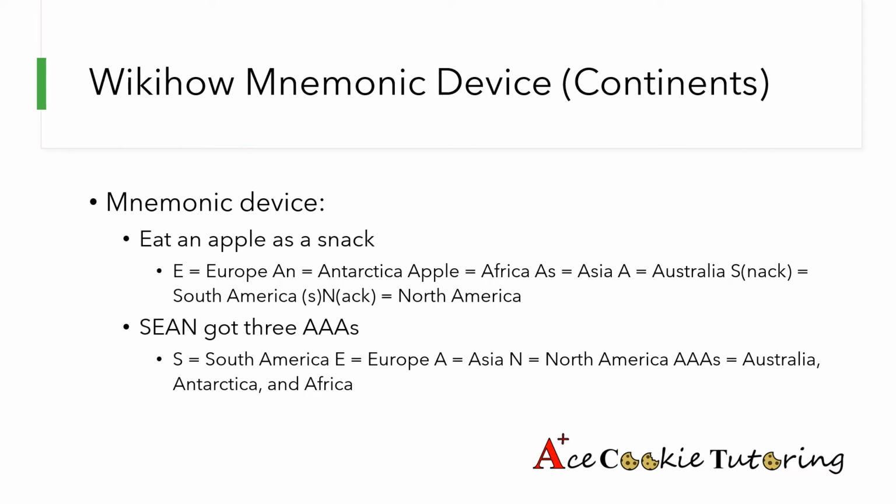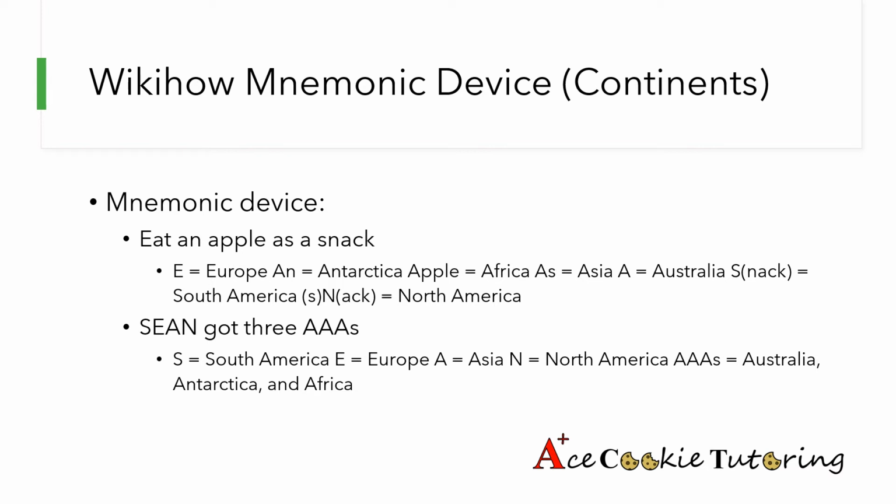Like "Eat an apple as a snack" makes sense, and the first letter of each word is going to represent something we're trying to memorize. So today we're trying to memorize the continents. On "Eat an apple as a snack," the E in eat represents Europe, and an represents Antarctica. So there's a whole bunch of A continents, so having the A in an is hopefully going to help us remember Antarctica. And then we've got apple, which is an A, so it's going to represent Africa. As is an A as well, and so is the letter A.